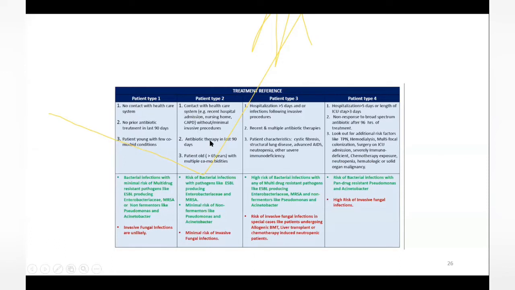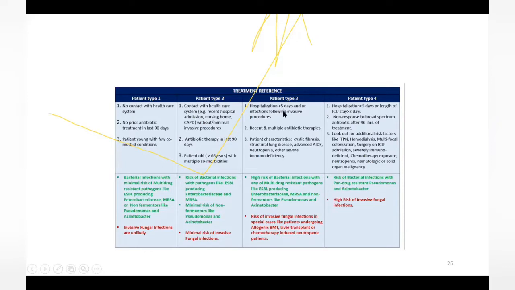Antibiotic therapy has been given in the last 90 days. The patient can be old, more than 65 years, with multiple comorbidities. In this group of patients, there is a risk of bacterial infection with pathogens like ESBL producing Enterobacteria and MRSA, or there is a minimal risk of non-fermenters like Pseudomonas and Acinetobacter, and there is a minimal risk of invasive fungal infections.